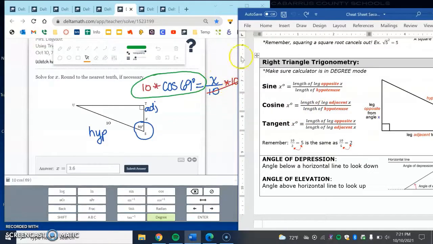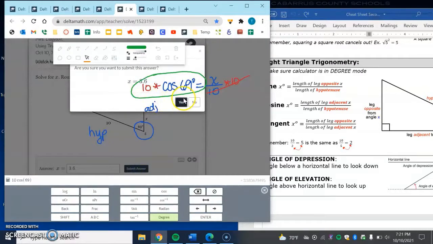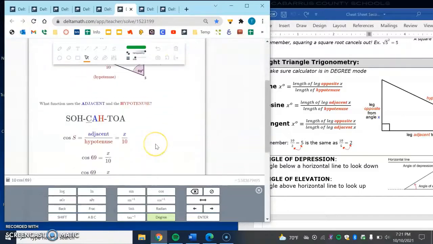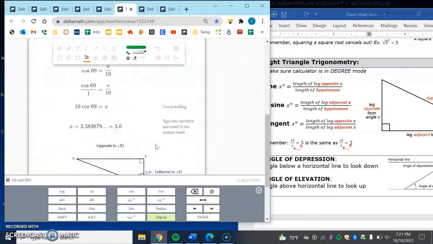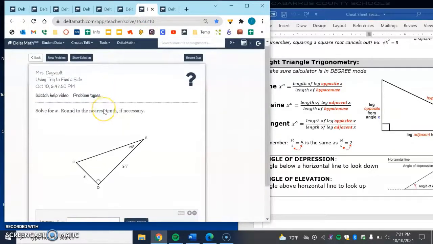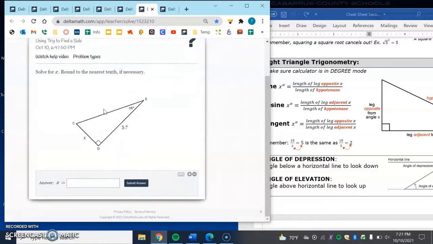Okay, I looked at getting x alone, and I plugged that into the calculator in order to get what that would be. All right, so it's just a process, the same process each time. Let's do some more.